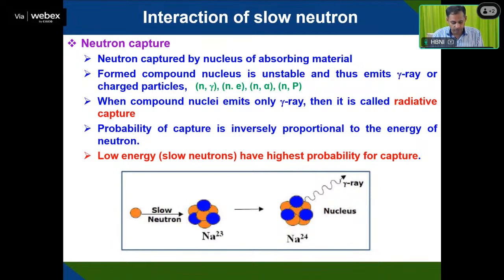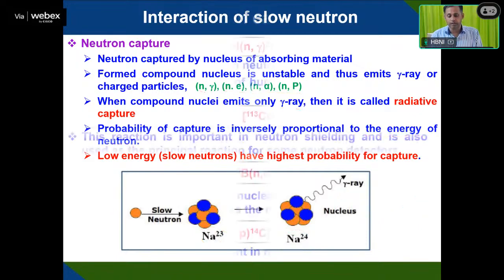If we take them one by one, slow neutrons mainly undergo neutron capture. If a slow neutron meets sodium-23, the neutron can be captured to produce sodium-24 with gamma ray emission. So this will be an n-gamma reaction. Similarly, a charged particle, electron, alpha, or photon can be produced. If there is a gamma, it is called radiative capture, and the probability of capture is inversely proportional to the energy of the neutron. That means if the energy is very, very low, the capture will be high. So low energy gives a higher capturing capability.